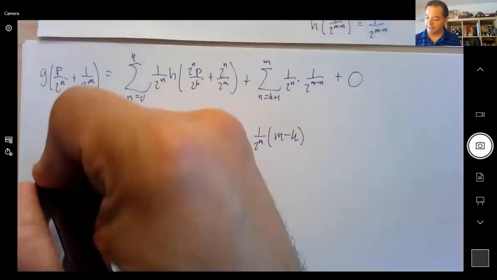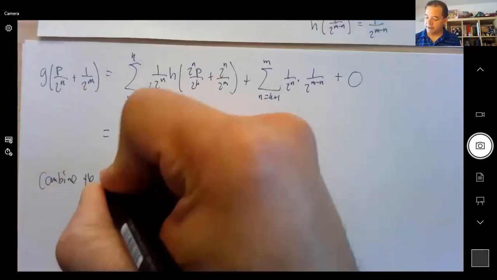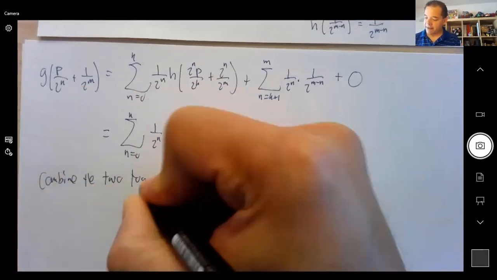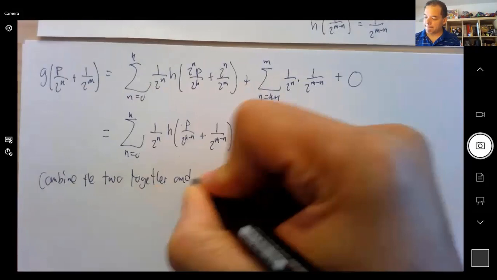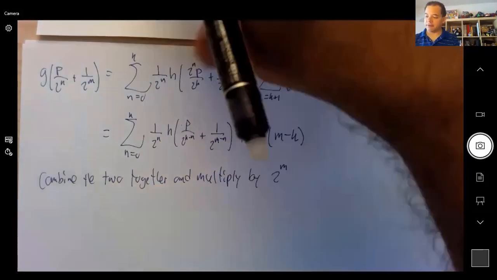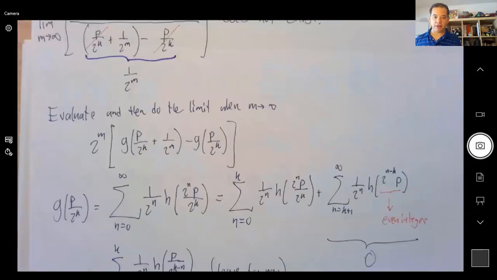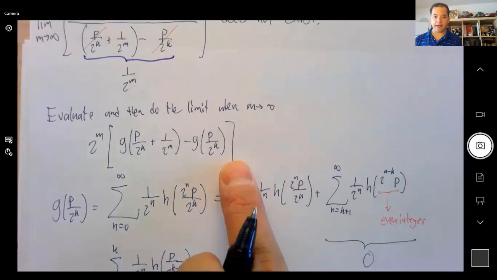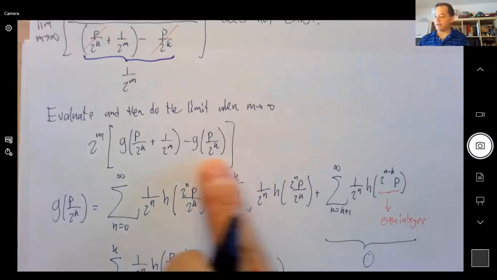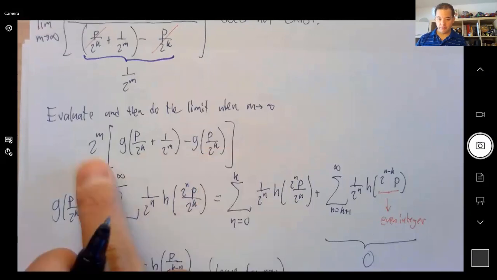So what are the two together? So combine the two together and multiply by 2^m, right? Remember, let me remind you, in case you didn't know what the plan is, here is the plan. Our plan was to take the difference of these two and multiply by 2^m. So let's do it.